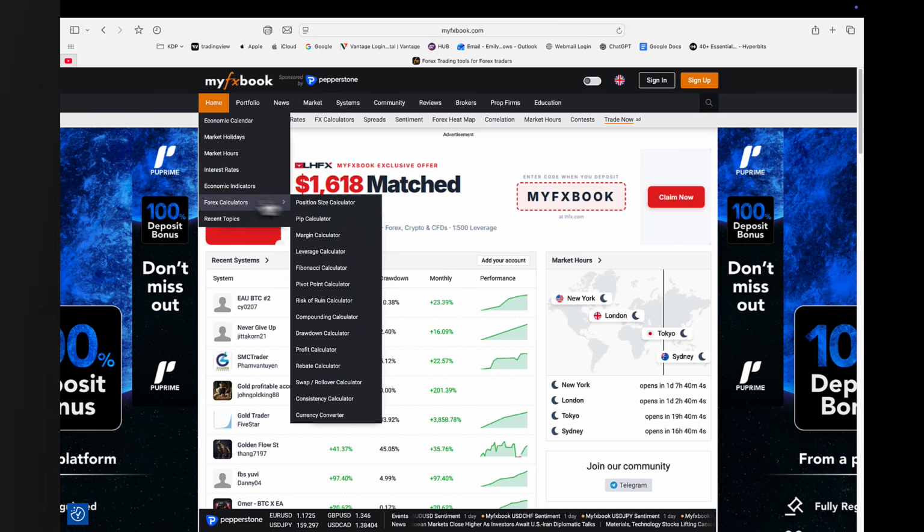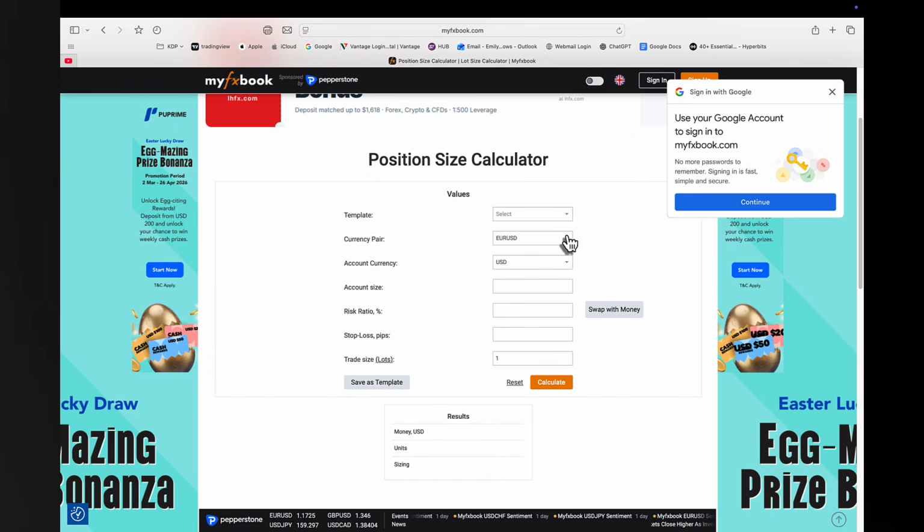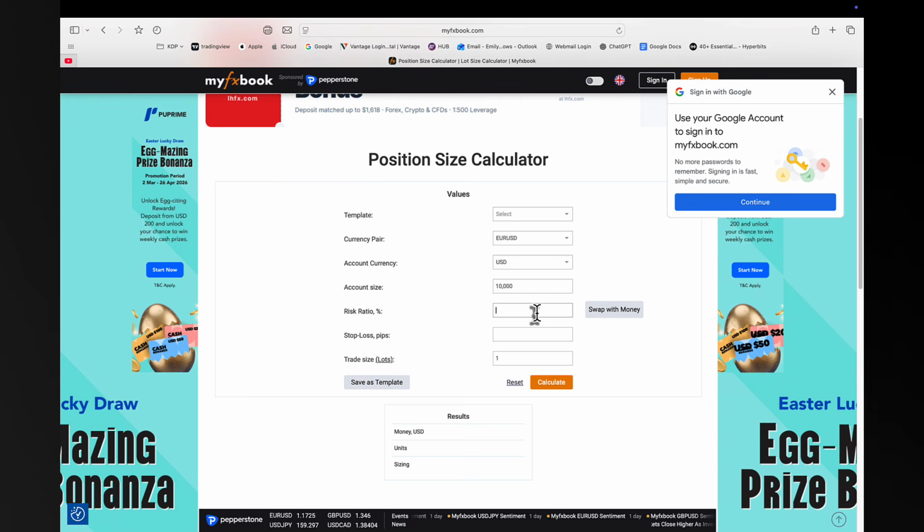I like to use my FX book. It's free and you can calculate your position size by entering in the stop loss, what you are trading, what you are risking per trade and your account size. And that's all you need to calculate your position size.